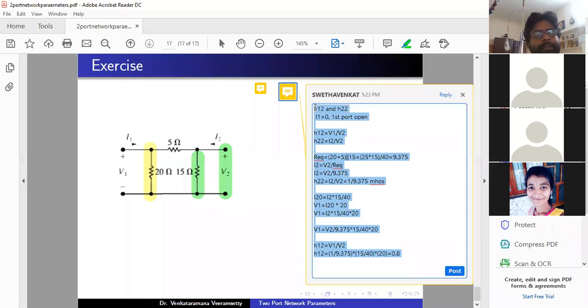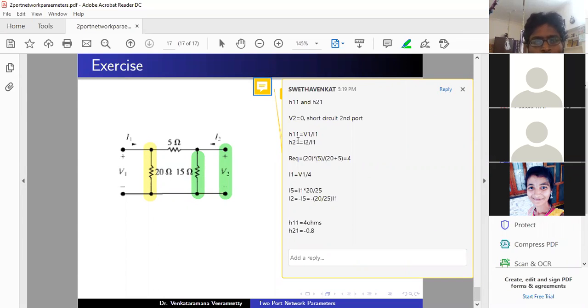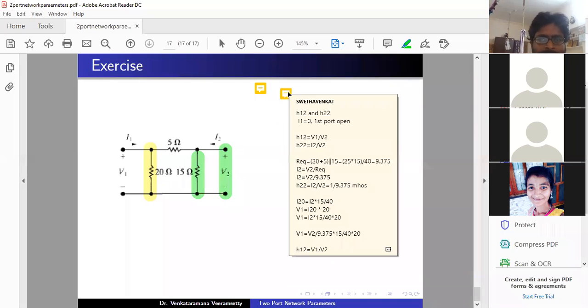First, calculate H11 and H21 by making V2 equal to 0, or short circuiting the second port. Later, calculate H12 and H22 by making I1 equal to 0, or opening the first port. We calculate H12 and H22 by taking the ratio between V1 and V2, and I2 and V2. Similarly, we calculate H11 and H21 by taking the ratio between V1 and I1, and I2 and I1. So this procedure is the same. Whatever the circuit may be, you have to follow the same procedure.